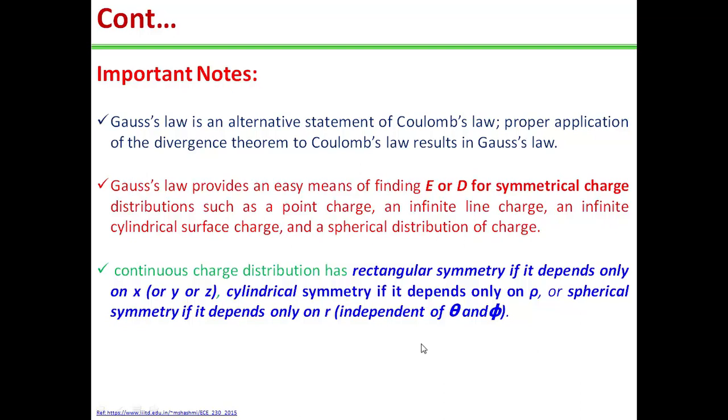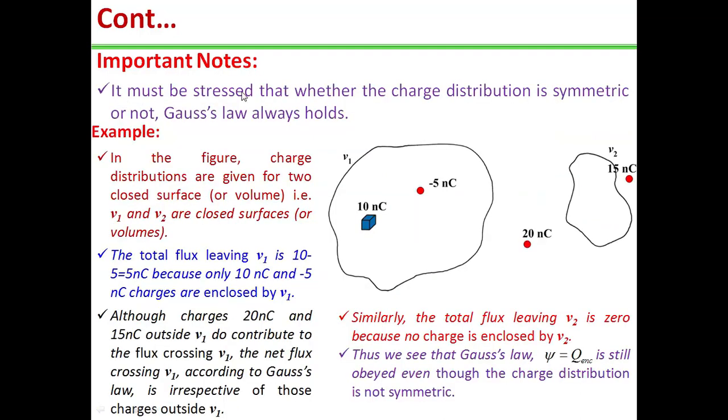A continuous charge distribution has rectangular symmetry if it depends only on x, or you can say y or z, and cylindrical symmetry if it depends only on rho, and spherical symmetry if it depends only on r, or you can say independent of theta and phi. It must be stressed that whether the charge distribution is symmetric or not, Gauss law always holds.